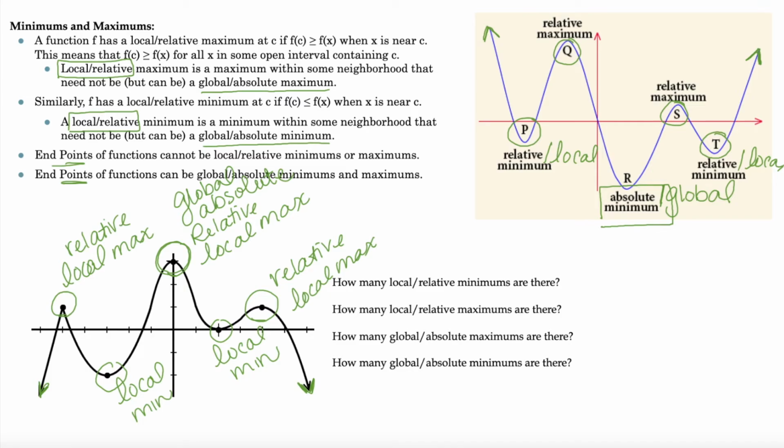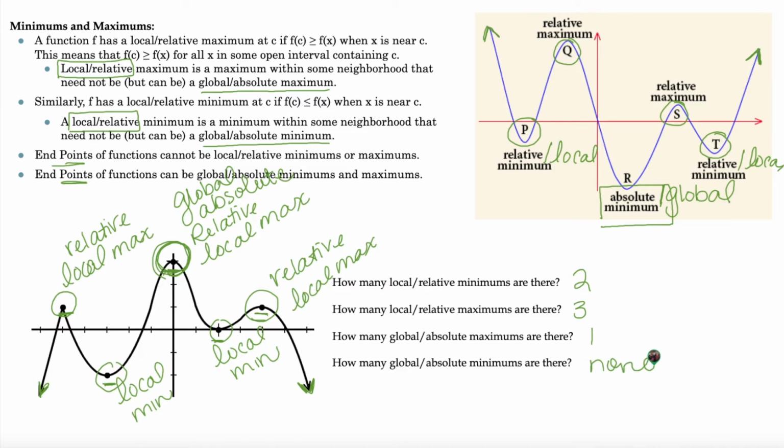How many local or relative minimums were there? We said that there were 2 of them. How many local or relative maximums? 1, 2, 3. One of those maximums just so happened to be the global maximum. And how many global or absolute minimums are there? And we said none.